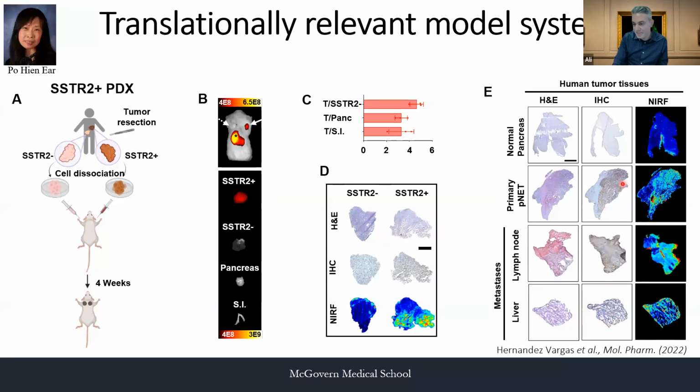And what we found is our staining pattern, the tracer localization pattern, pretty closely resembles where the SSTR2 is located by IHC, and you can see in the normal pancreas signal is low. So this was, again, another very encouraging result.